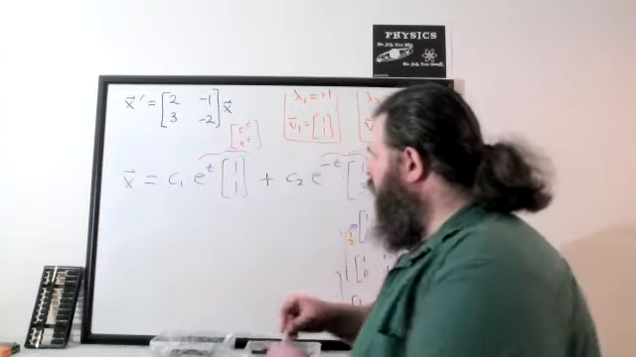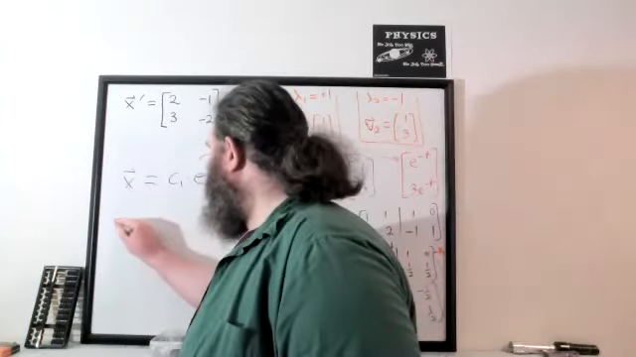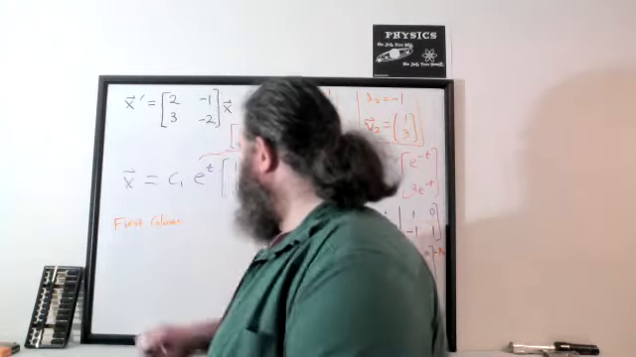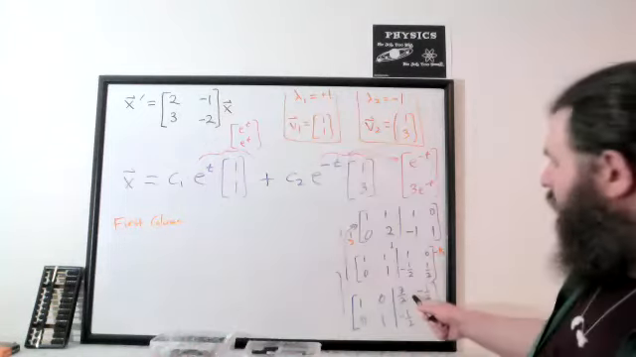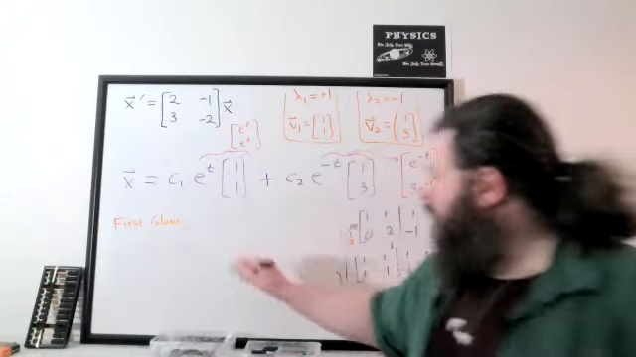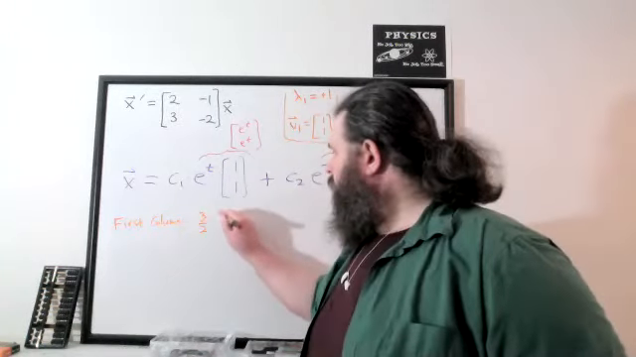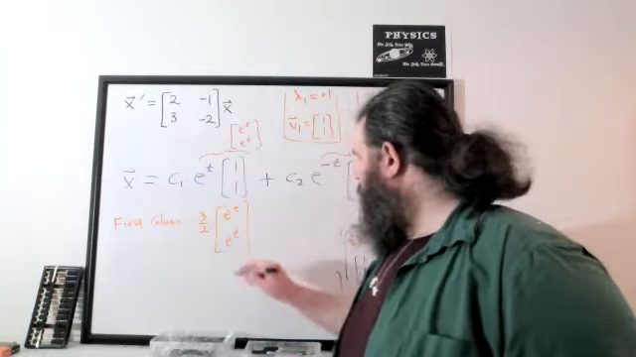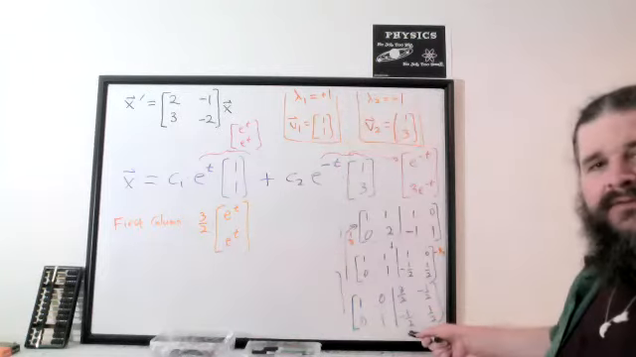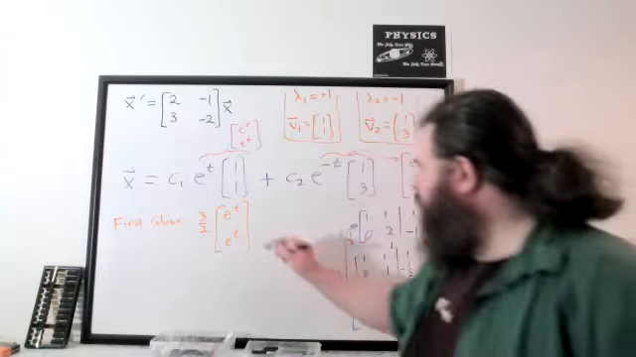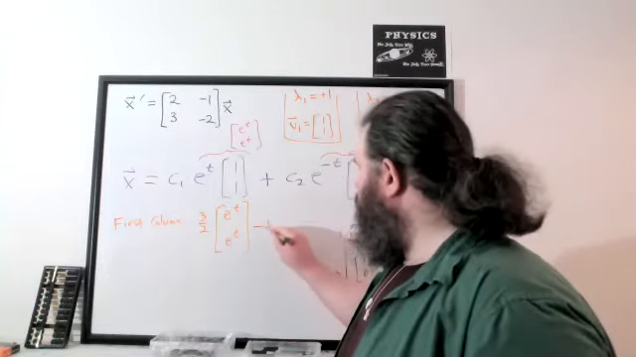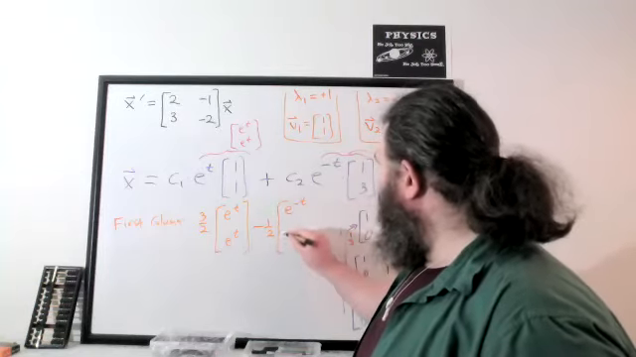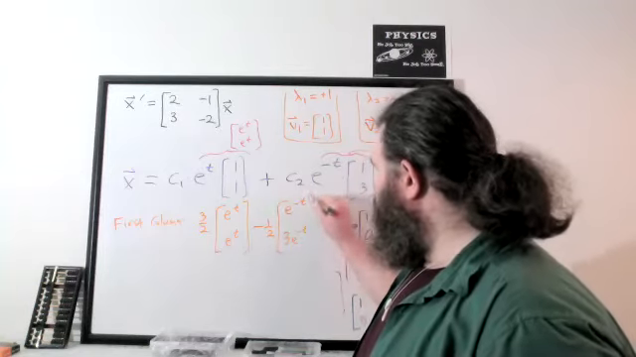So the first column was 3/2 times this eigenvector, which was e to the t, e to the t, plus negative 1/2 times the second eigenvector, the second solution, which was e to the negative t, 3e to the negative t.